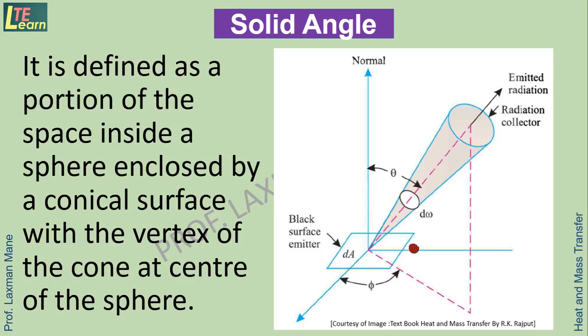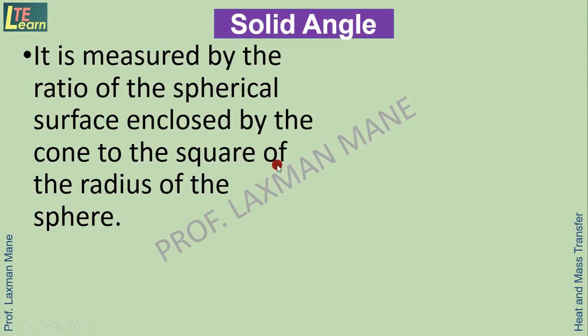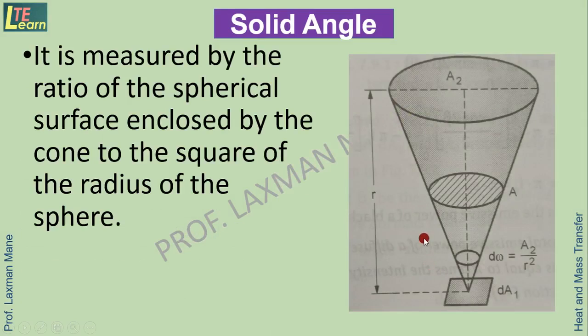Now we are measuring this with the vertex of this cone. The vertex of the cone is at the center of the sphere. The sphere is the surrounding volume or space. Here is one more diagram. In this we see the area at the base of the cone, that is A2. This is the vertex. So R is the distance between this base and the vertex.